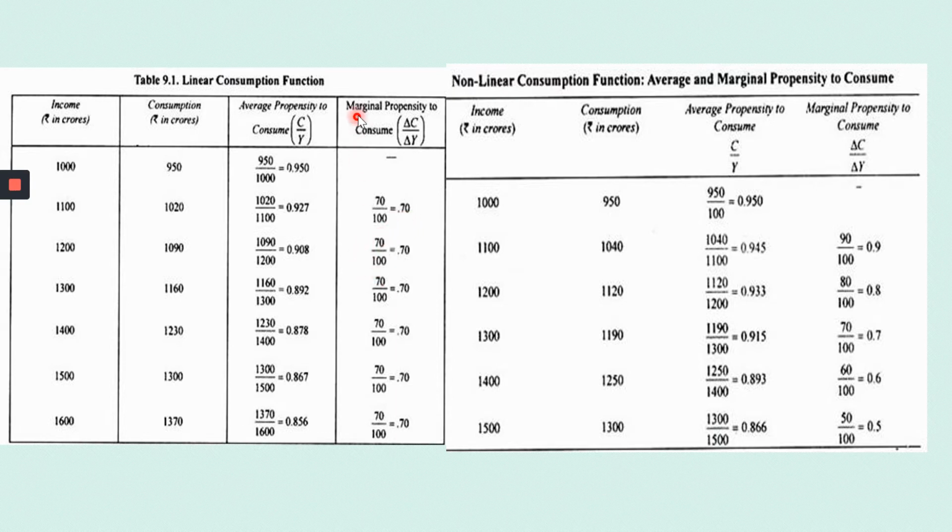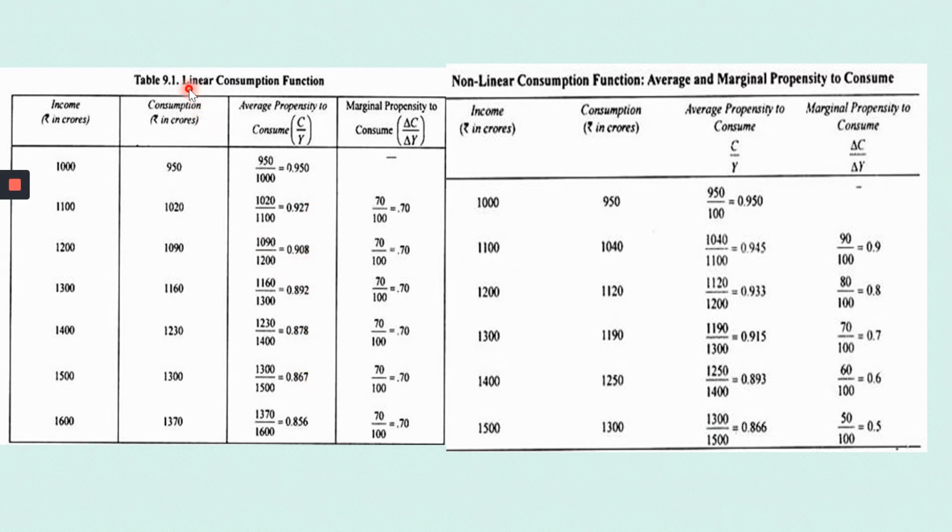Similarly, the next line, marginal propensity to consume. How do you calculate? Delta C by delta Y. Now see the difference between these two, 1,090 and 1,020, 70. Similarly, 1,200 minus 1,100, 100. So the change is 70 by 100, equal to 0.70. When you calculate here, you notice that the marginal propensity to consume is the same, 0.70, 0.70, 0.70, 0.70. So the marginal propensity is constant and the average propensity to consume varies.